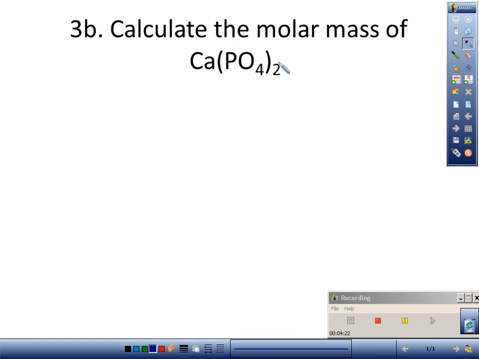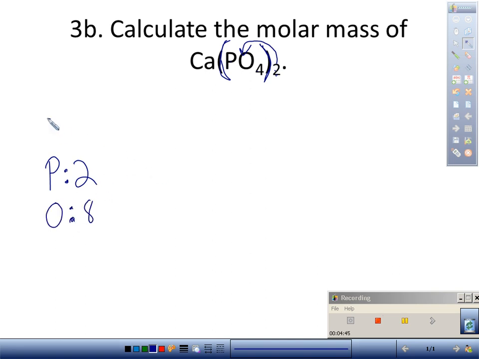This 2 is distributed to this whole thing. These parentheses tell us it's a package deal. PO4 comes together as a group. So if there's 2 PO4s, that means I'm going to double my phosphorus, so there's 2, and I'm going to double my 4 oxygens. 2 times 4, I have 8 oxygens. And I have 1 calcium. The 2 does not go to here because it's not in the parentheses.